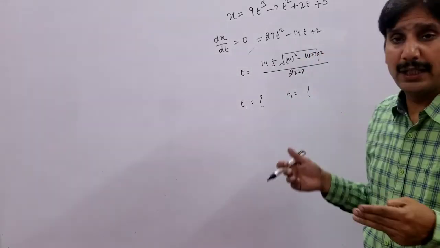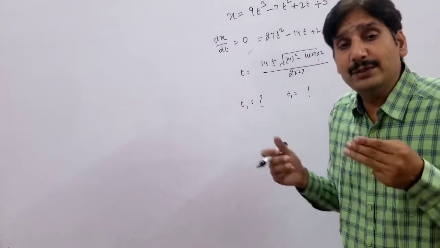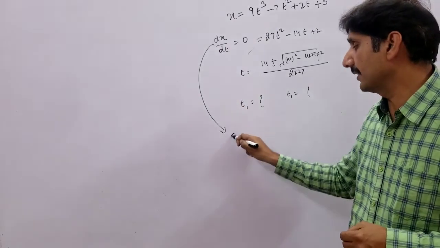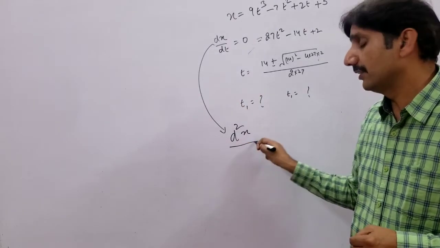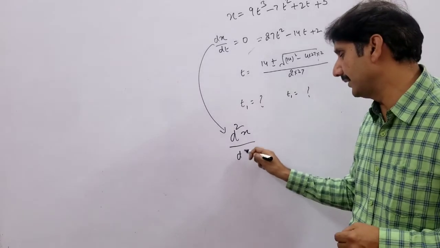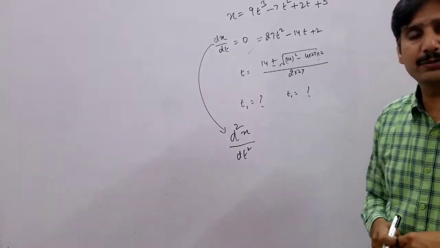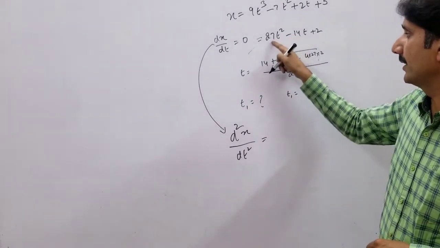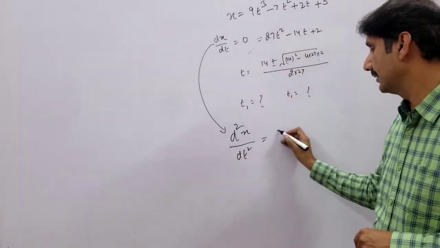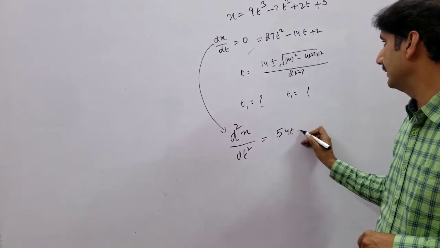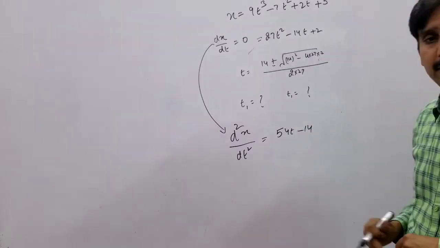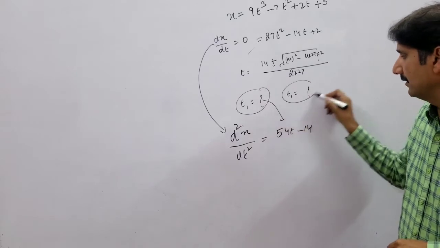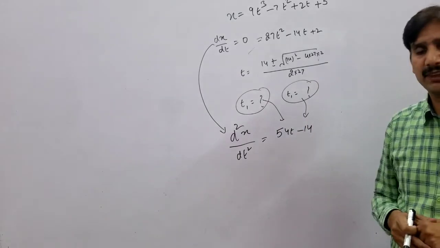Now, the second part would be, you want to know whether it was maximum or minimum. What would you do? Differentiate it further. That is called double derivative. We write it down as d square x by dt square. Differentiate it further. It becomes 27 into 2, it is 54t minus 14. Whatever t values you had obtained, put in those t values in this equation.